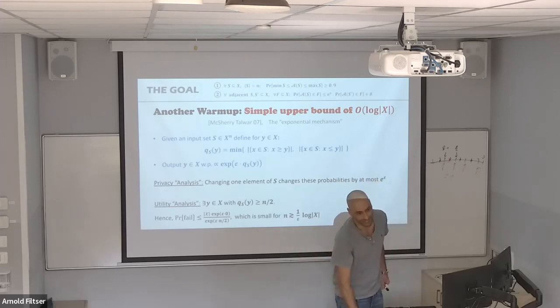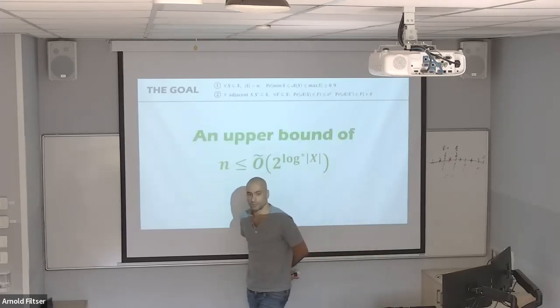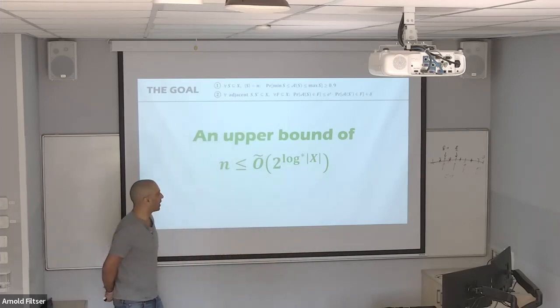But it's not tight when delta is not 0. So that's a warm-up. How do we get an upper bound of log* |X|? How can we do better?